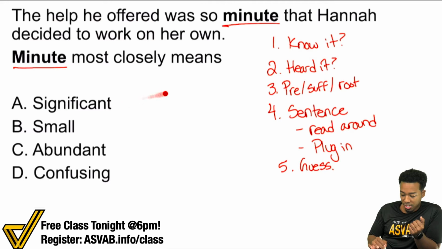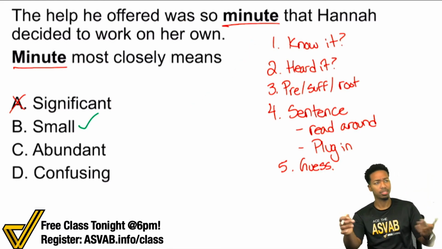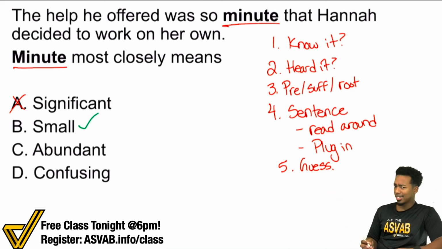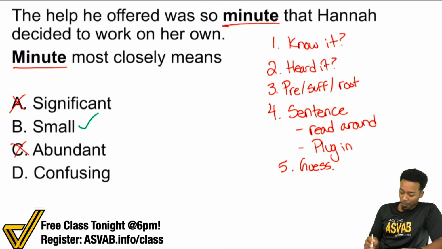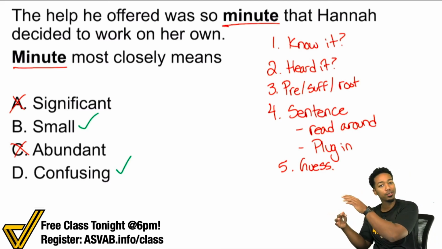The help he offered was so significant that Hannah decided to work on her own. Nope. Goodbye, A. The help he offered was so small that Hannah decided to work on her own. That could work. The help he offered was so abundant. What does abundant mean? Abundant means we had a lot of help. There's a ton of it. It doesn't sound like this person's offering a lot of help. So, no. And then D, the help he offered was so confusing that Hannah decided to work on her own. Maybe that could fit too. And so at this point, look what just happened. We just gave ourselves a 50-50 shot. We eliminated two answers. We're down to two.